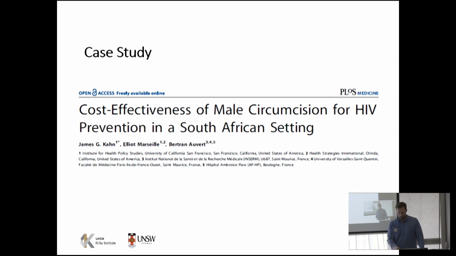Okay, so this case study is in an area of research that's quite close to what I do. It was conducted by my postdoc supervisors, actually, James Kahn and Elliot Marseille. I wasn't involved in it, so feel free to dig in and rip it apart if you notice any mistakes. But by and large, I think it's been pretty well done. Now, the title of that was Cost Effectiveness of Male Circumcision for HIV Prevention in a South African Setting.